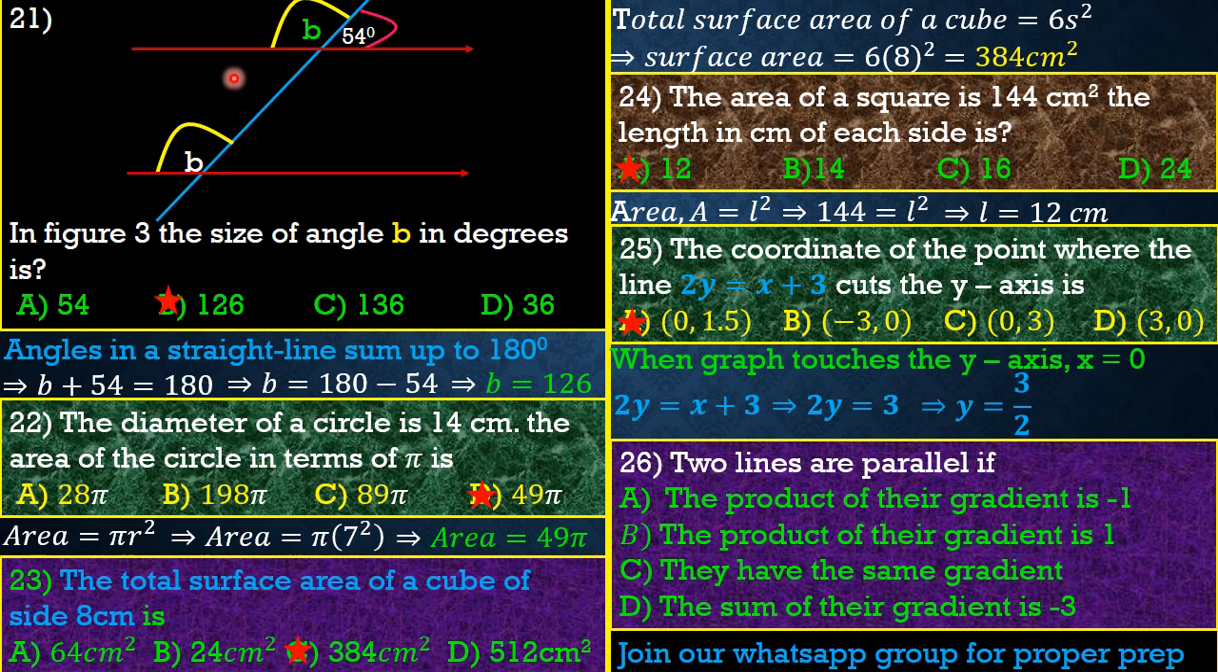So each time the gradient of two lines are the same, it therefore means that those two lines are parallel. So guys, the best option has to be option C. They have the same gradients. So when two lines are parallel, it means that their gradients are both the same.